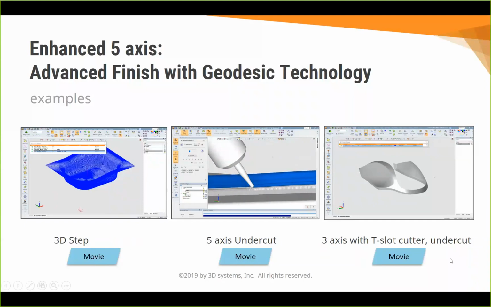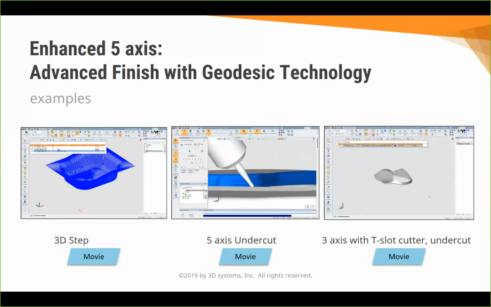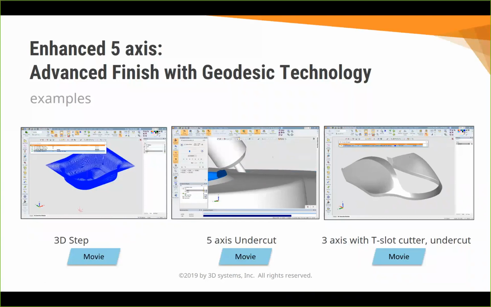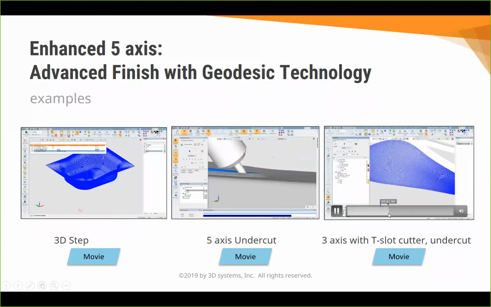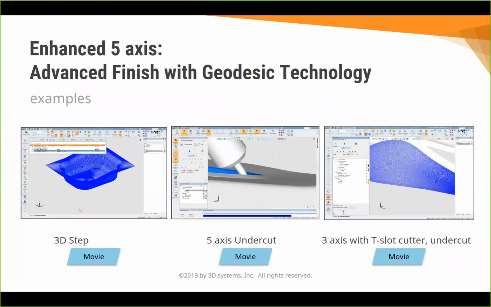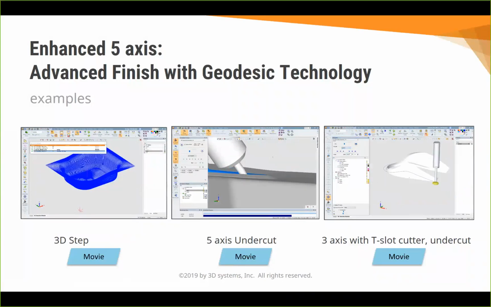Third example is a 3-axis using a T-slot cutter to handle geometries with undercuts, like this geometric mouse shape. We see the toolpath is morphing between the upper contour and the lower contour, and the T-slot cutter will go 3-axis, but it will cut the undercut following the geometry, of course, collision-free with the shank and the holder.